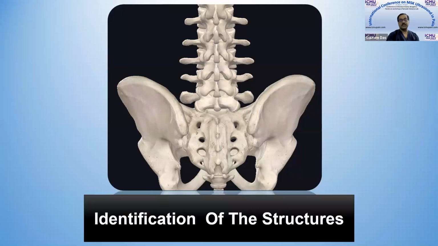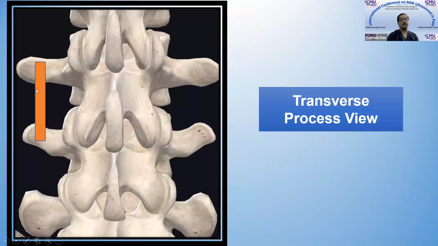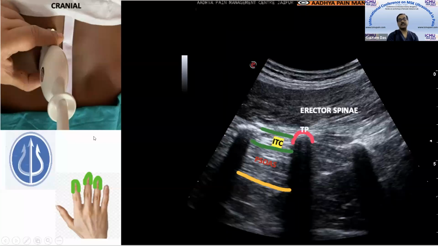So, the identification of the structures, identification of the level. Normally this is the home page view, where the probe is over the transverse process. It is approximately 3 to 4 centimeters from the midline. If you hold the probe here, we'll be able to see this transverse process very nicely. This is the hyperechoic structure, the transverse process, and in between the two transverse processes, we'll be able to see the ITC.